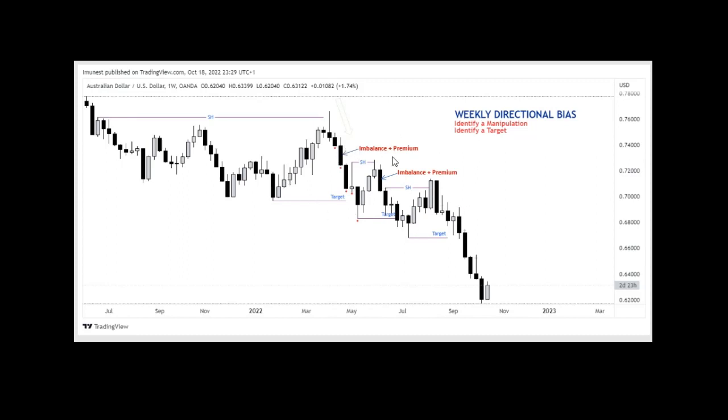Now, when you expect a down close candle, for instance, for the weekly time frame, then as a day trader, you can expect that that week is going to be a bearish week. So you approach each day looking for opportunity to go short.